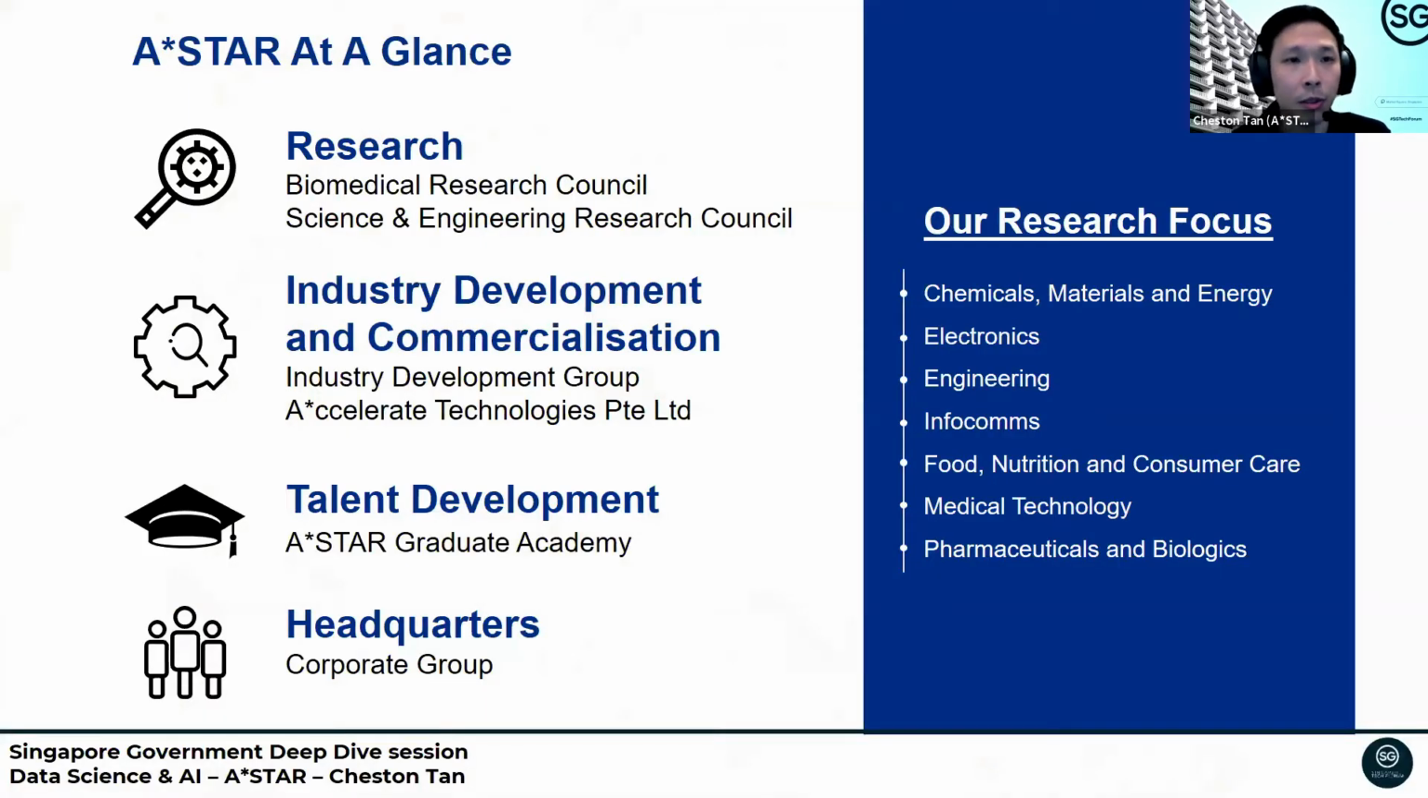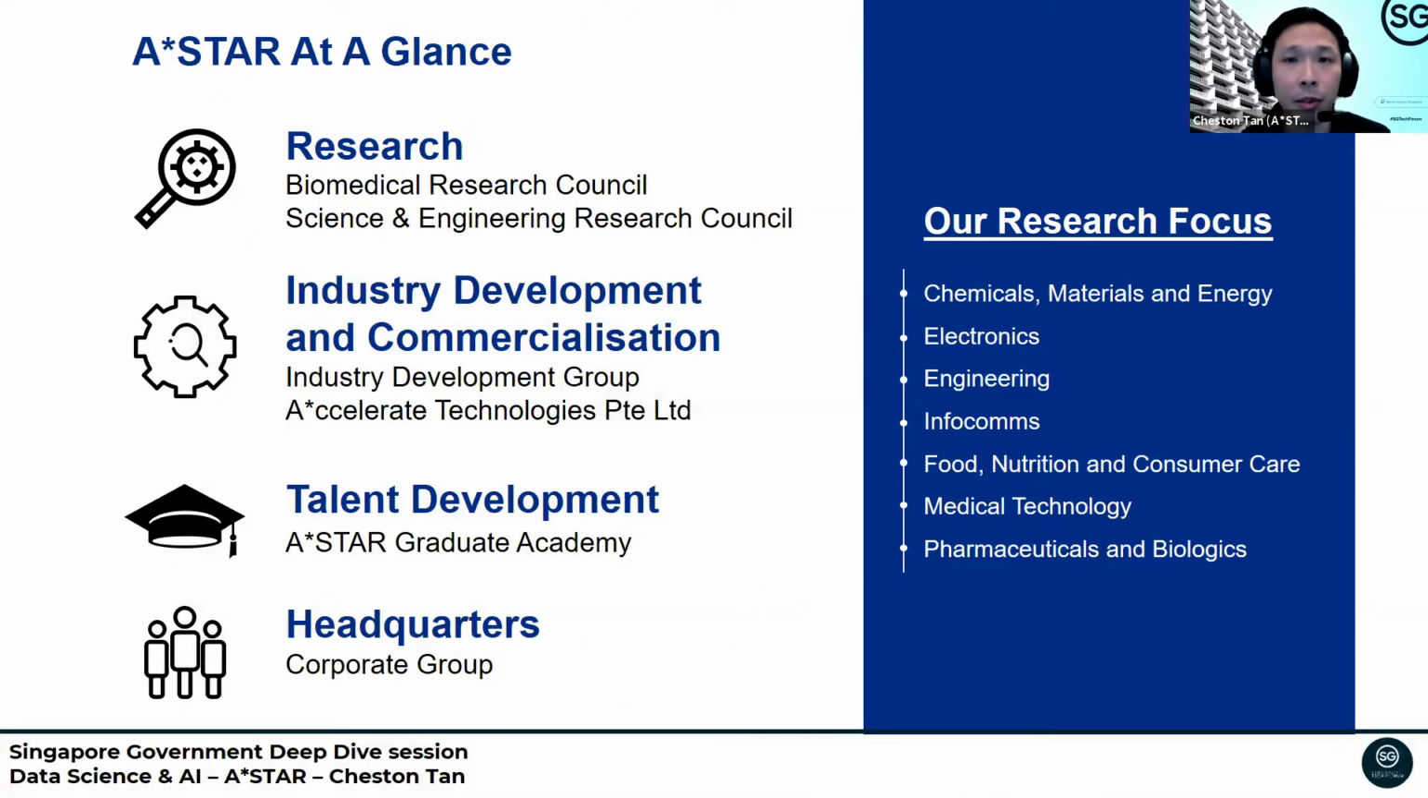So A-Star is a pretty big organization. It's about 5,000 staff, including 4,000 researchers, both engineers and scientists, spanning across a wide range of research areas. As you can see here, chemicals, electronics, engineering, infocoms, and so on. And of course, today I'll focus on the infocoms and in particular, AI and data science. So our researchers really come from diverse backgrounds.